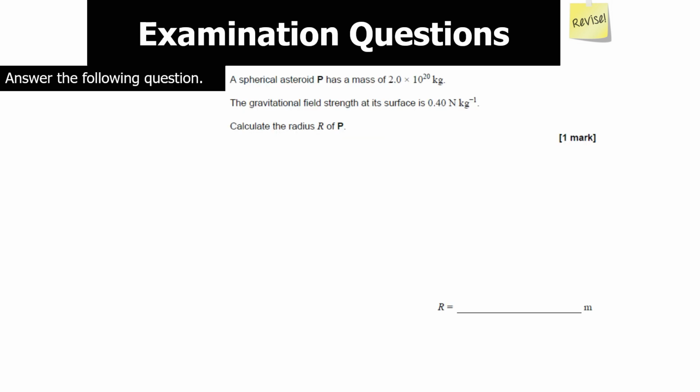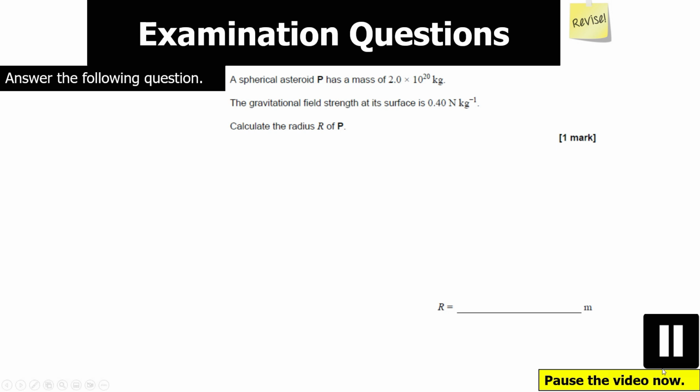The next question says, a spherical asteroid P has a mass of 2 × 10^20 kilograms and the gravitational field strength at its surface is 0.40 newtons per kilogram. So use this to calculate the radius of P. So pause the video now, then unpause the video when you want to go through your answer.